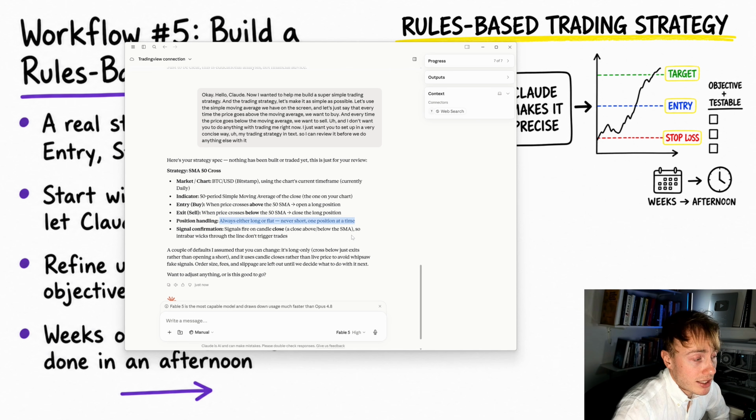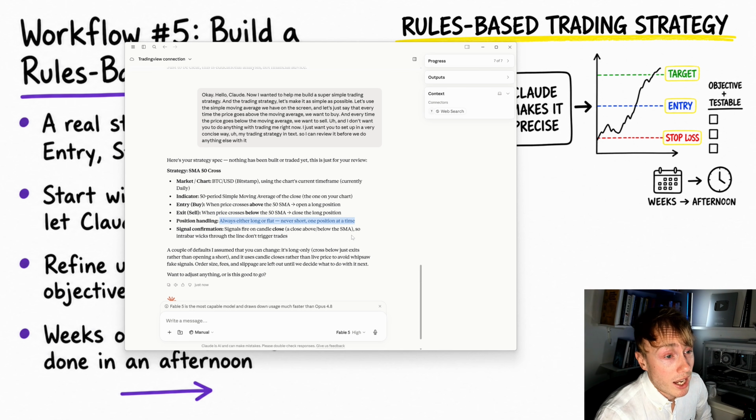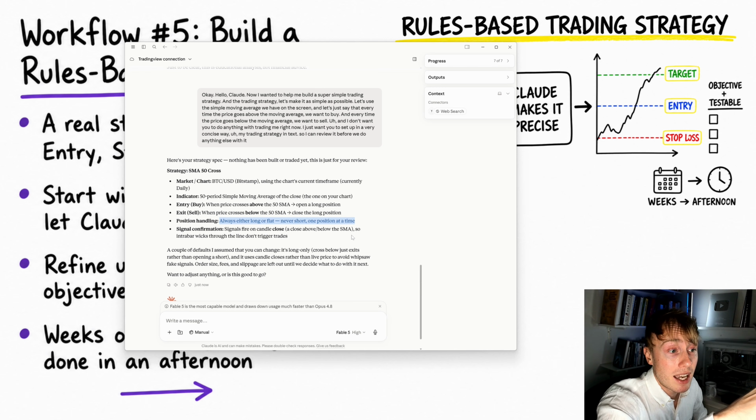Okay, so this was actually something I didn't specify. So maybe the model could have guessed that I meant go long every time it's above the moving average and go short every time it's below. But now it's that we buy every time it's above and we sell our position every time it's below. So it's a little bit different.